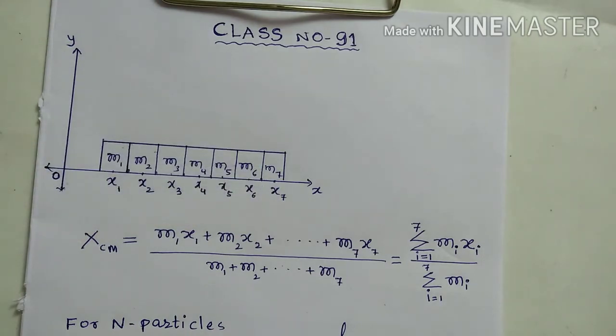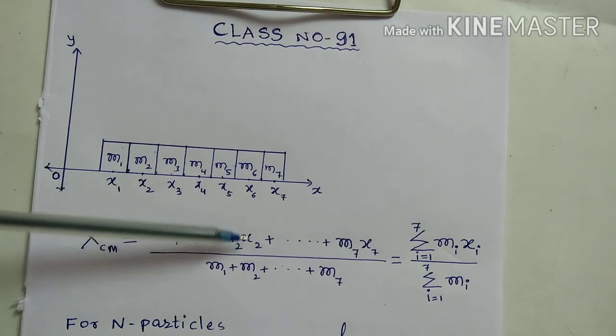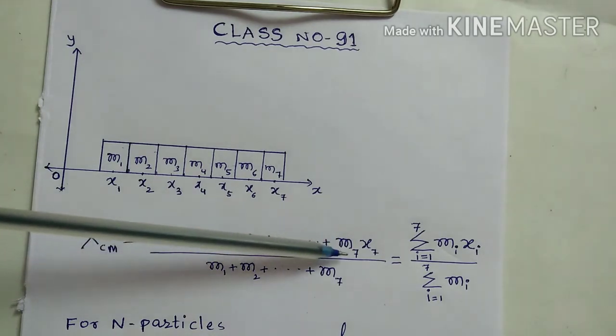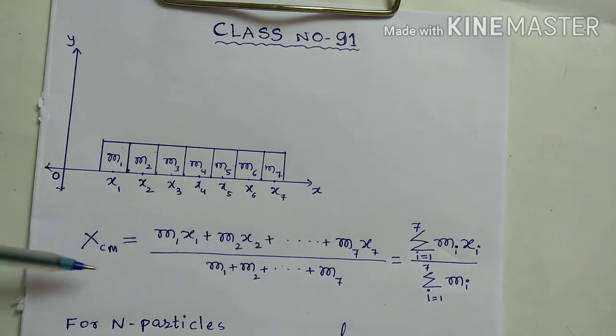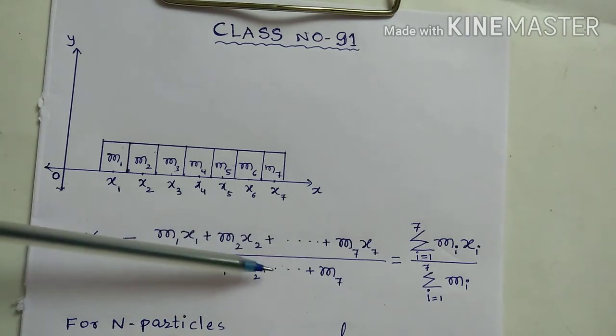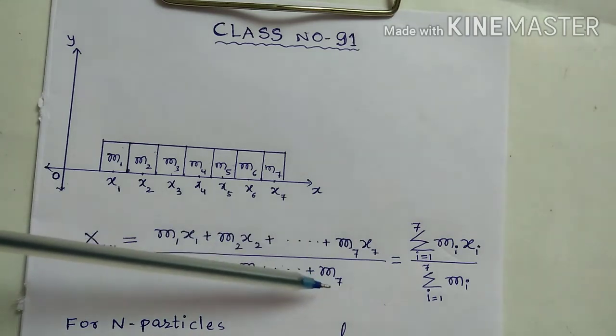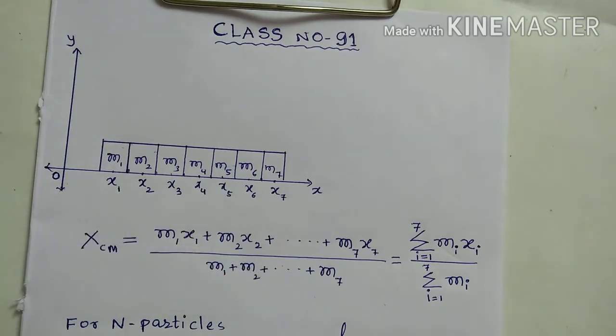For this problem, the x coordinate of the center of mass, that is xcm, equals m1 x1 plus m2 x2 plus and so on up to m7 x7, divided by m1 plus m2 plus and so on up to m7. So this is the basic formula we are using to calculate the center of mass of a system of particles. But here these particles are very close to each other.